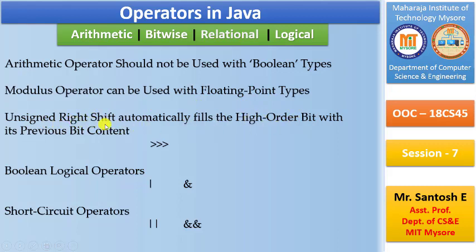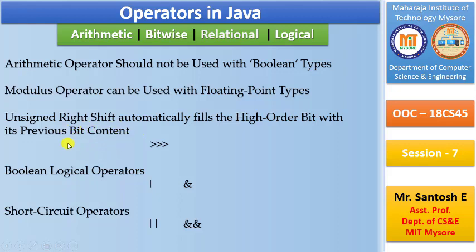With a right shift operator, the bits keep shifting towards the right-hand side, that is, towards the lower order bits. It just shifts the bit content towards the right, and whenever bits become vacant on the left-hand side, all of those are filled with zeros. Remember this: with a right shift, irrespective of what the previous content was, it is filled with zeros only. Whereas in an unsigned right shift, it fills with the previous bit content.